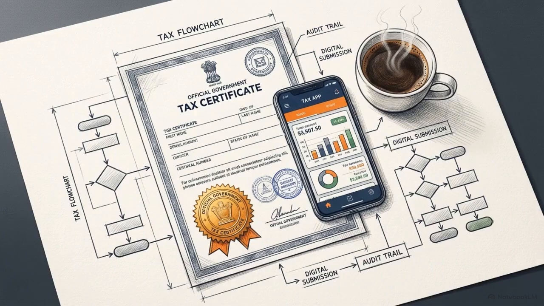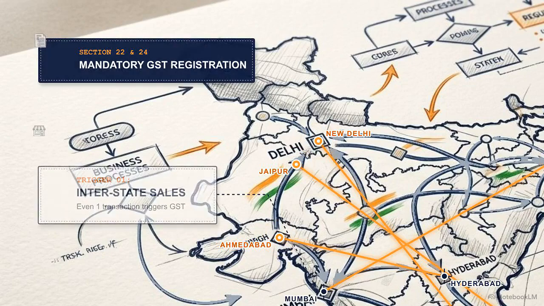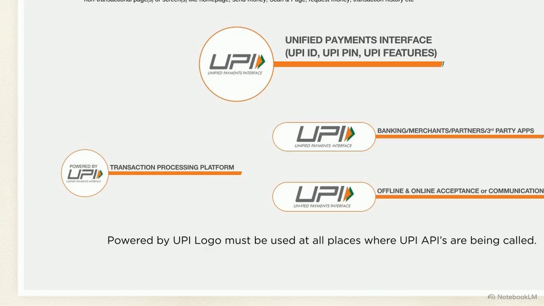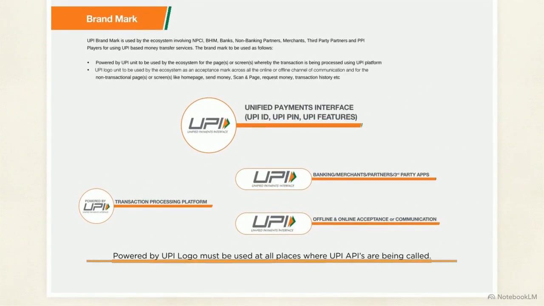Step 4 is GST registration. This is a mandatory requirement for any business that participates in interstate e-commerce or reaches specific annual revenue thresholds. This branding spec sheet illustrates the exact powered by UPI units you must deploy on your transaction screens. Once registered, strict adherence to these NPCI visual guidelines is required to operate on the network.